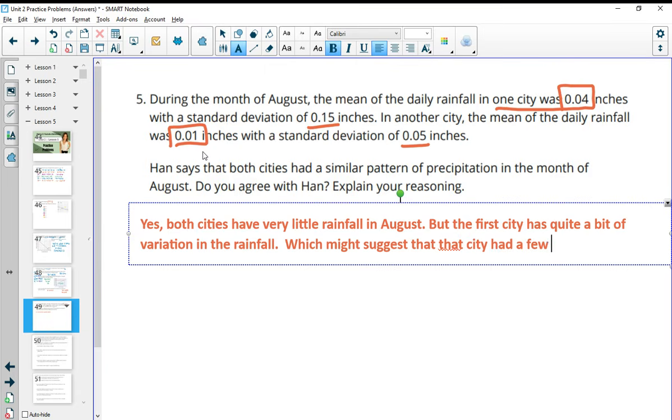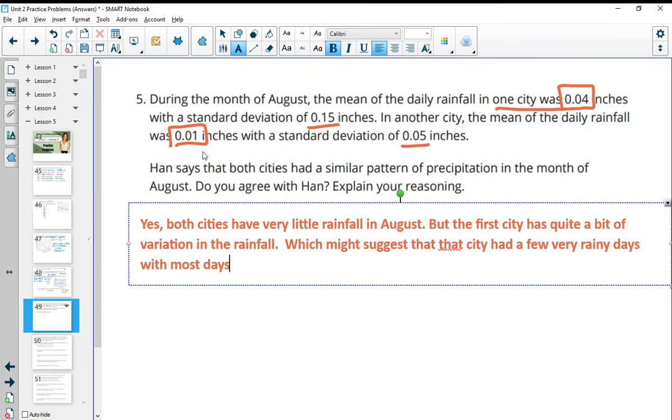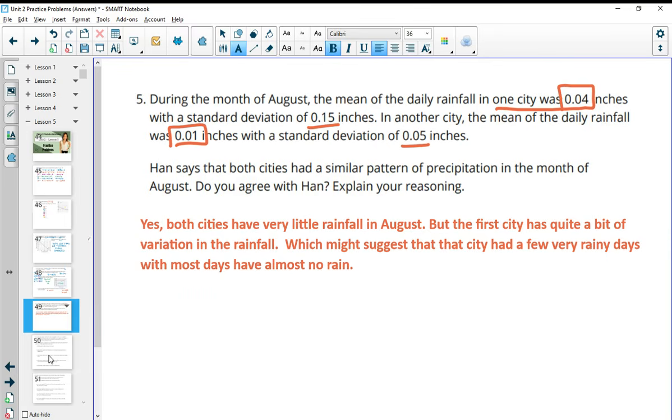had a few very rainy days, with most days having almost no rain, versus this other one was just kind of consistently a little bit of rain, because there's not very much deviation here. But both very little rain, just maybe a couple of days that are rainy in that first city. And you could say other things. That's just kind of what I'm saying.